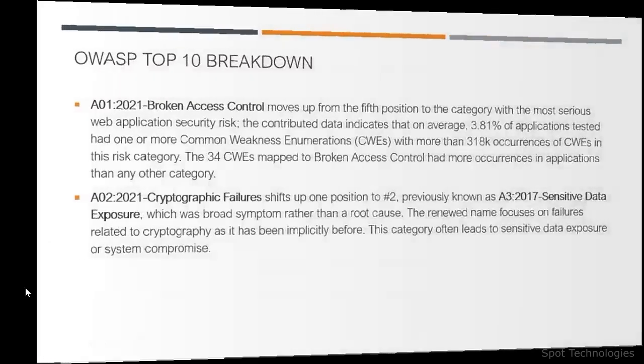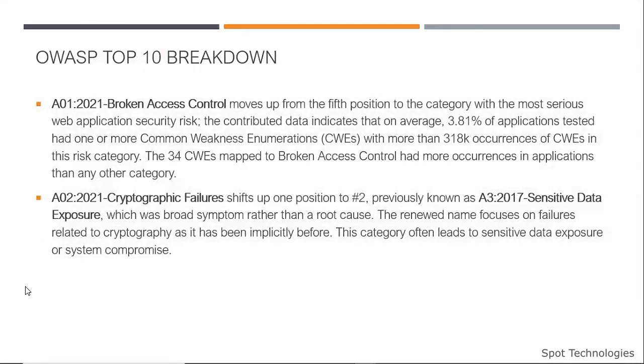A01 2021 Broken Access Control moves up from the 5th position to the category with the most serious web application security risk. The contributed data indicates that on average 3.81% of applications tested had one or more common weakness enumerations, CWEs, with more than 318,000 occurrences of CWEs in this risk category. The 34 CWEs mapped to broken access control had more occurrences in applications than any other category.